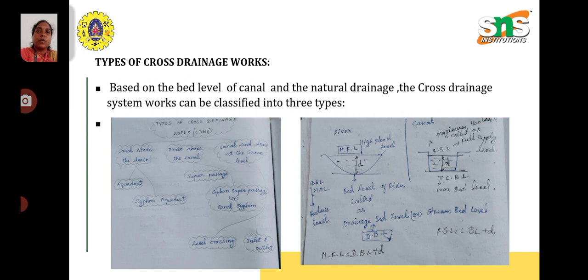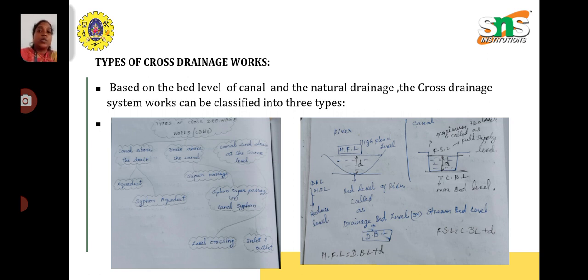In this lecture series, I am going to explain the cross drainage works. In the last series, we have seen the introduction of the cross drainage works and the types. Coming to the types of the cross drainage work, it can be a canal above the drain, or drain above the canal, and the level crossing. And we know about the necessity of the cross drainage works.